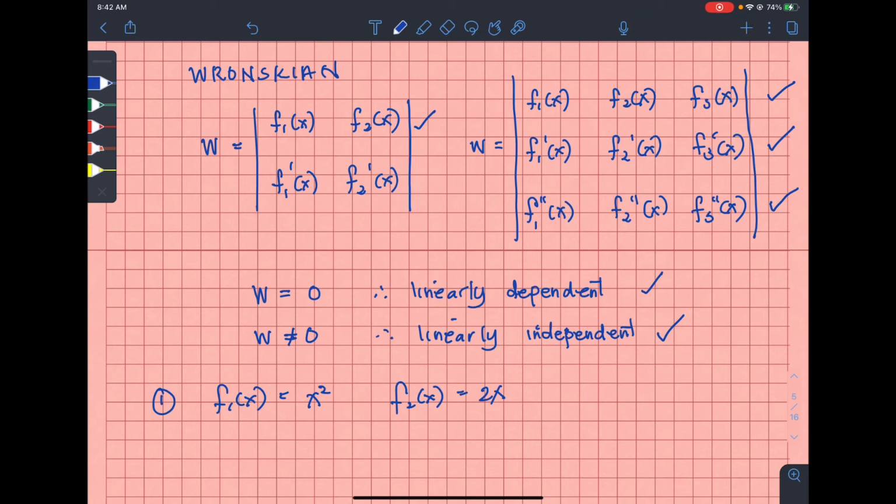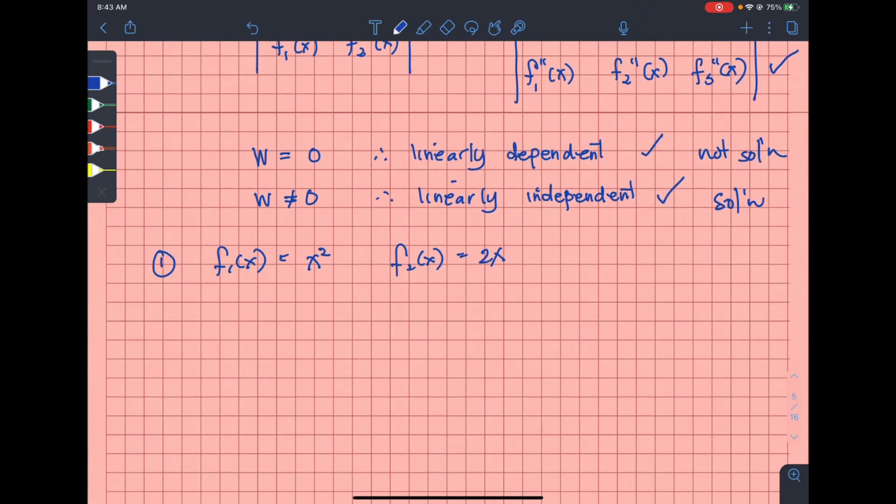Okay, I'm not sure whether you're familiar with that method or not. Later on, we'll try to show how to find the determinant of a 2 by 2 and a 3 by 3 matrix. But take note that if the Wronskian value is equal to 0, that makes it linearly dependent. If the Wronskian value is not equal to 0, that makes it linearly independent. So this is a solution, again. So this is not a solution. The other one is a solution.